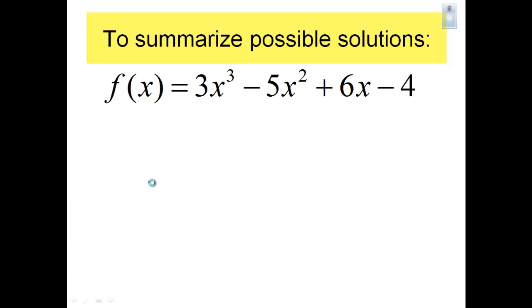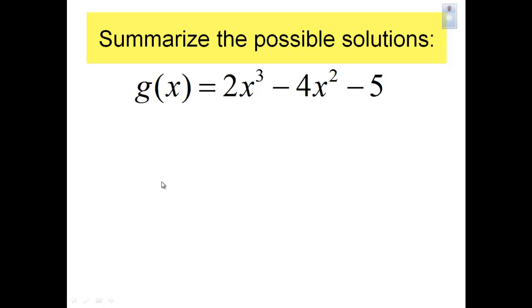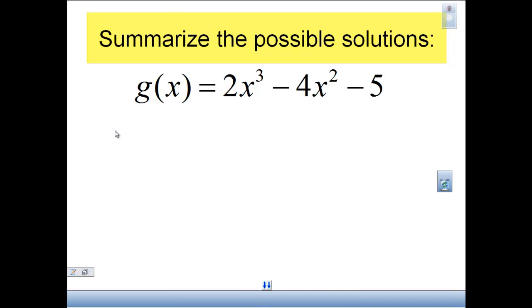Let's look at another example. So let's summarize the possible solutions. We know that g of x goes from a positive to a negative to a negative. So I have 1 change of sign. So for positives, there's only 1 possible solution, because we can't go down any less than that.